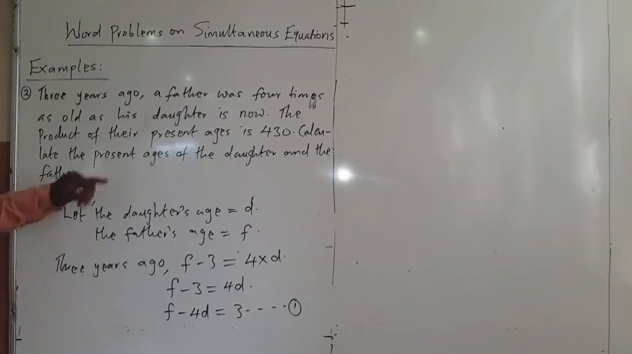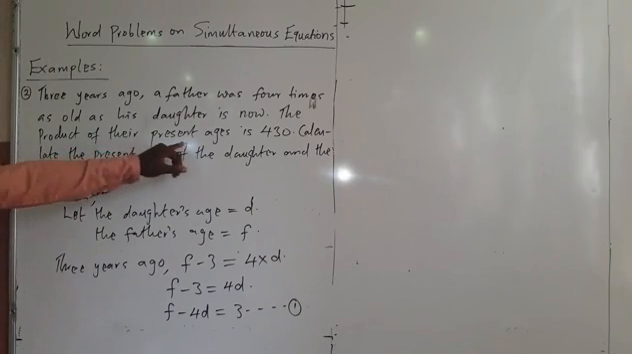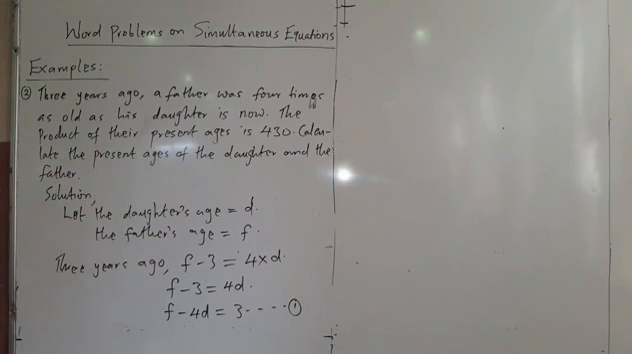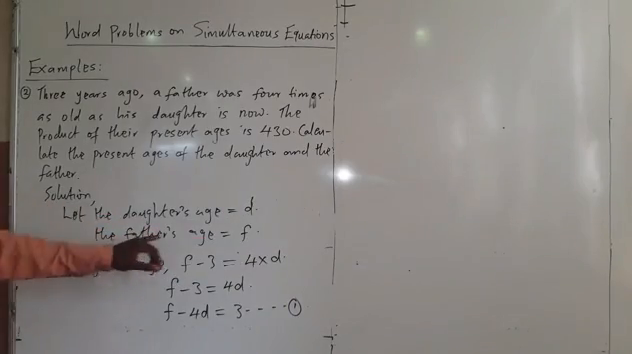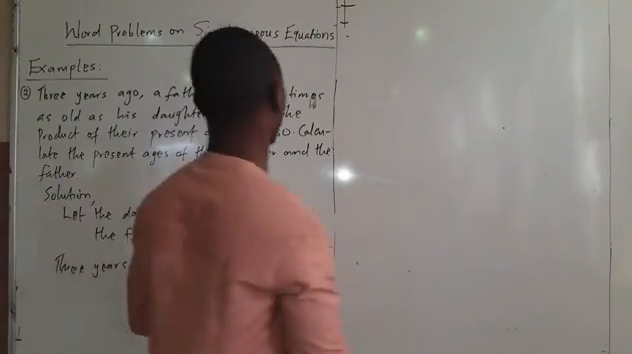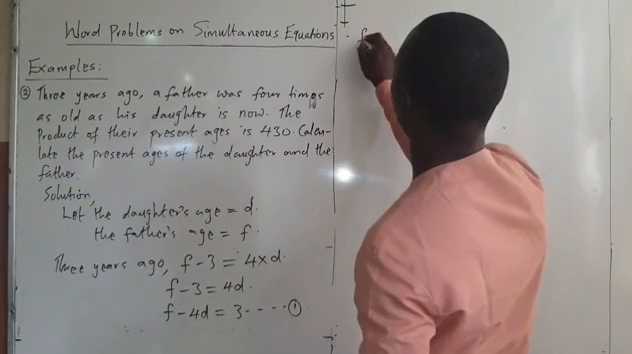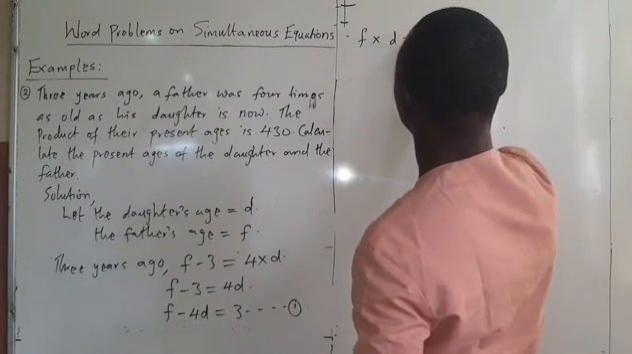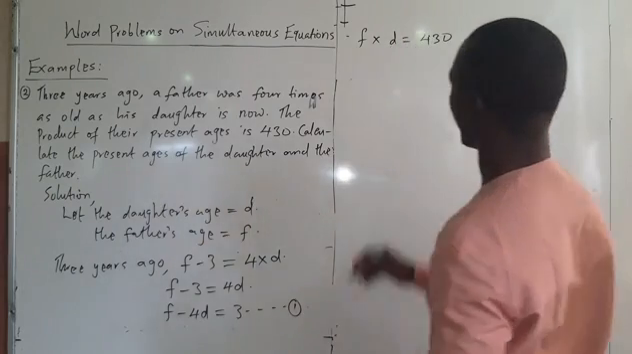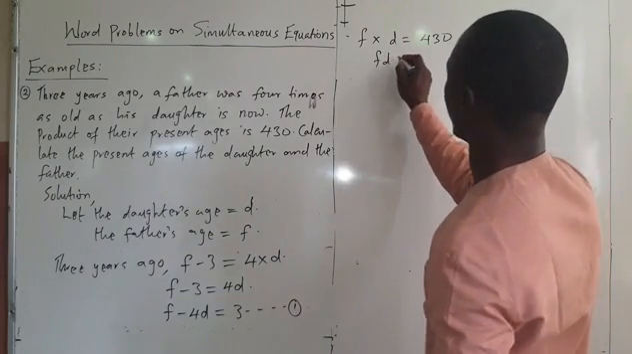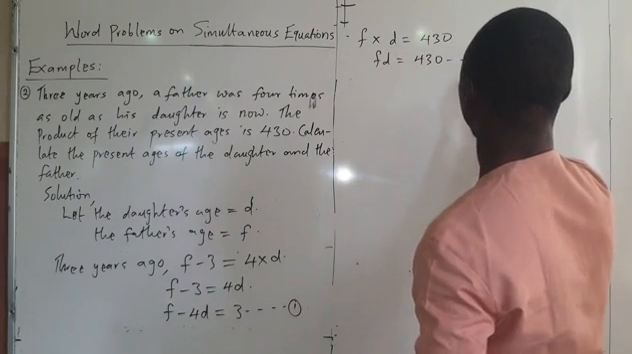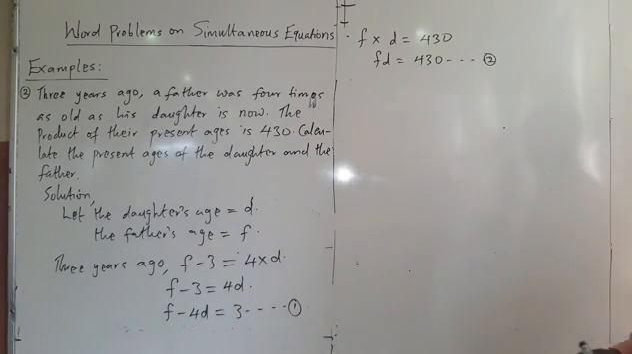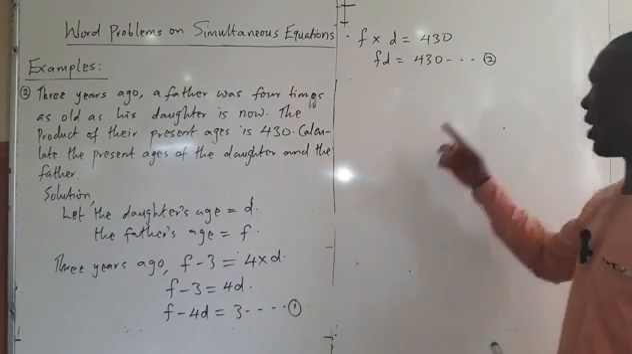Then the second statement says the product of their present ages is 430. So the daughter's present age is D, the father's present age is F. So the product of the two will now be F multiplied by D equals 430. So we have FD equals 430. We call this equation 2. So we derive equation 1, we derive equation 2.